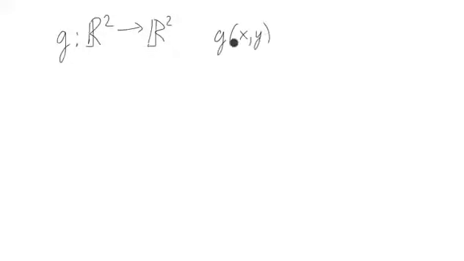Let's suppose that we have a function g with domain R2 and codomain R2, and we define it as g of (x, y), so a coordinate (x, y) living in R2 will be sent to a coordinate in R2, which we could say is (2x plus y, x minus y). Let's just take a function like this.